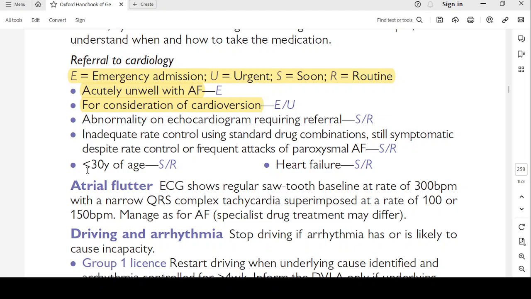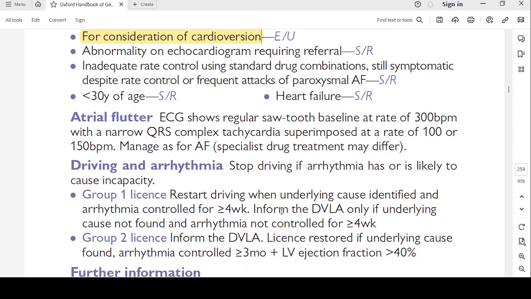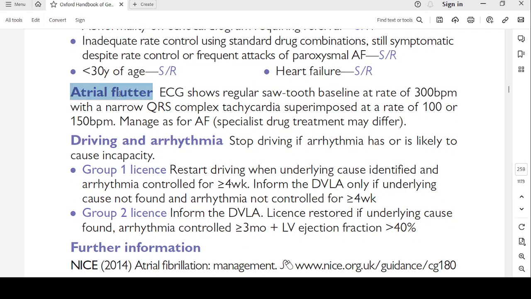Age less than 30 years, soon or routine. Heart failure, soon or routine. So even if it is heart failure with atrial fibrillation, it is a soon or routine referral, not an emergency or urgent referral. Atrial flutter. ECG shows regular sawtooth baseline at a rate of 300 beats per minute with a narrow QRS complex tachycardia superimposed at a rate of 100 or 150 beats per minute. Manage as per atrial fibrillation. Specialist drug treatment may differ.